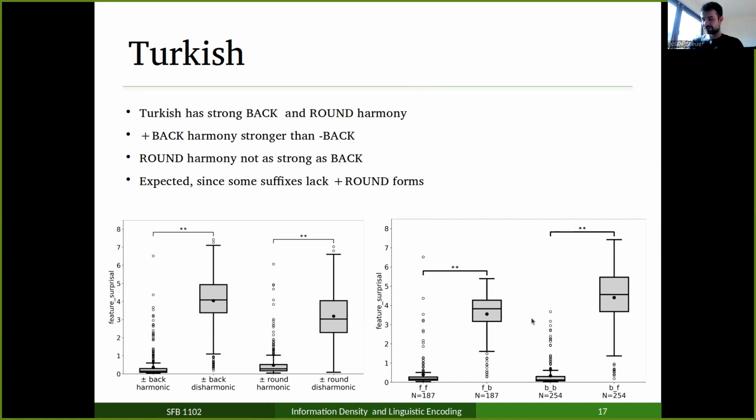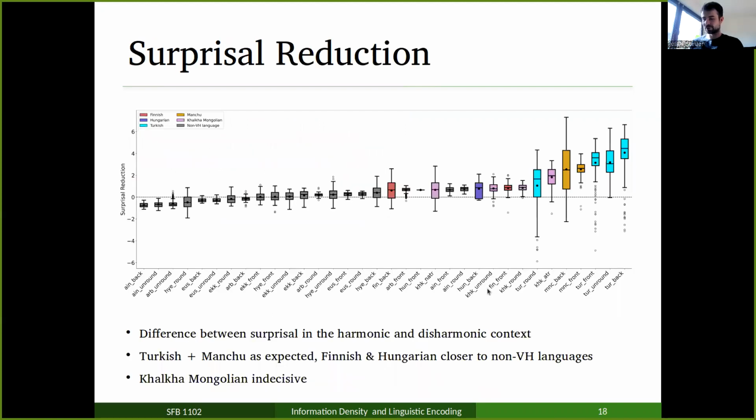On the right-hand side, you see the comparison between the back harmonic, the front harmonic and front disharmonic conditions individually. These are the results for all the languages in our sample. The vowel harmony languages have colored box plots. The non-vowel harmony languages have gray box plots. And as you can already see, the non-vowel harmony languages are all on the left-hand side of the diagram.